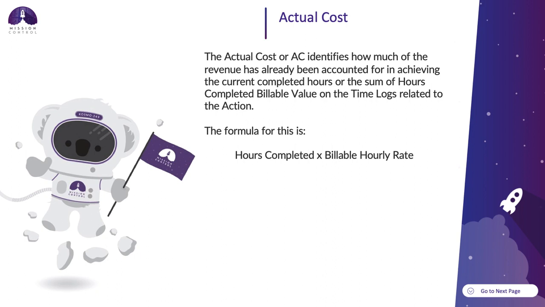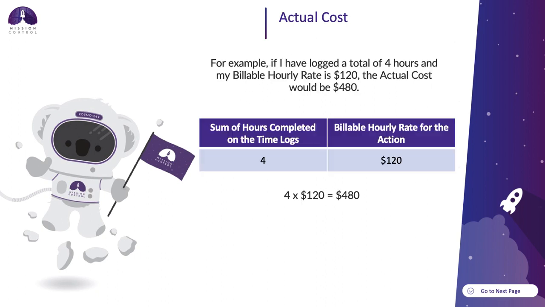Actual cost. The actual cost, or AC, identifies how much of the revenue has already been accounted for in achieving the current completed hours, or the sum of hours completed billable value on the time logs that are related to the action. The formula for this is hours completed times billable hourly rate. For example, if I've logged a total of 4 hours and my billable hourly rate is $120, the actual cost would be $480. So that's a sum of 4 hours completed on my time logs times $120 per hour, which is $480.